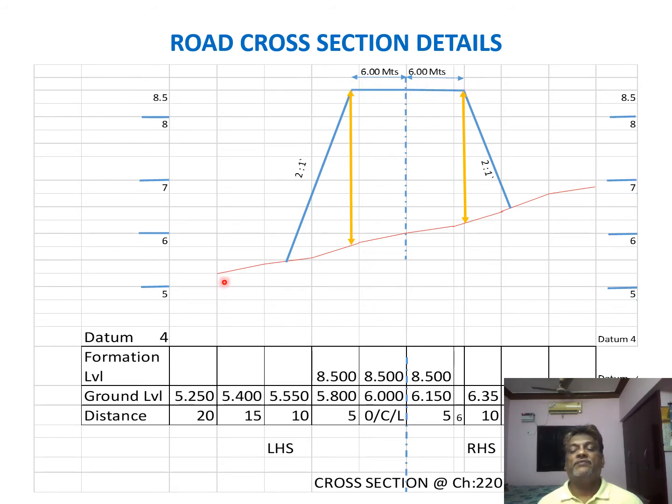So now, this is the ground level which is plotted in red, and this is the top width of 12 meters, and you have 2:1 slopes on the sides, and this is the datum. This is how the cross section area looks.